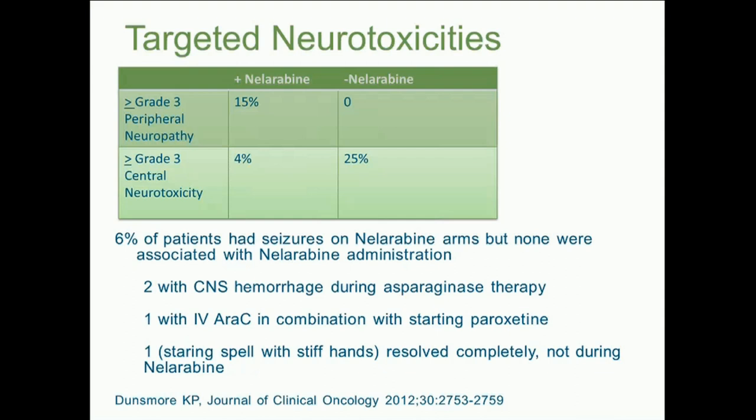So 6% of patients had seizures on nilarabine arms, but none were associated with giving them nilarabine. Two had a CNS hemorrhage during asparaginase therapy. One had IV ARC in combination with Paxil and started having a seizure then. And one had a staring spell with stiff hands, resolved completely, not during nilarabine. So they agreed with us at CTAP that this was an acceptable rate of neurotoxicity and we could move forward.